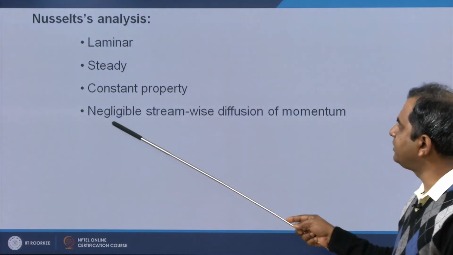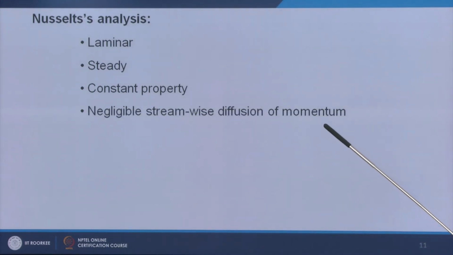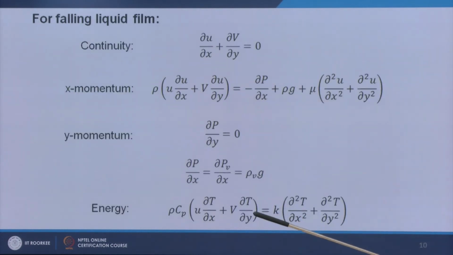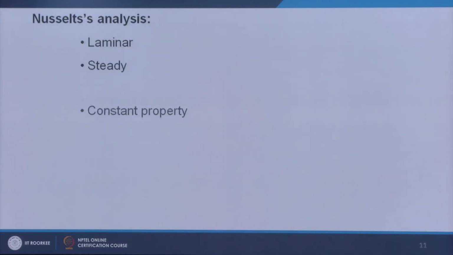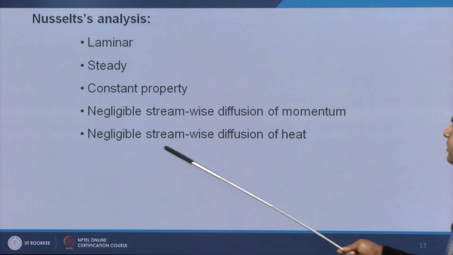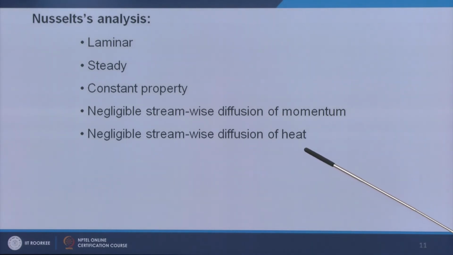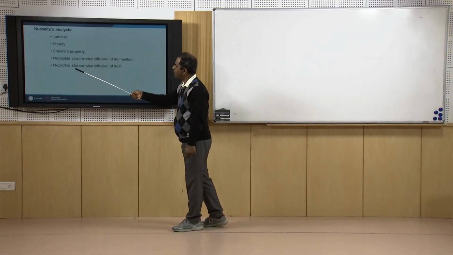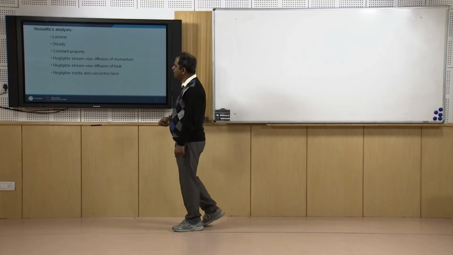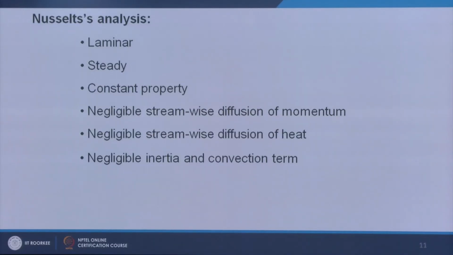Then negligible streamwise diffusion in the momentum term. In this momentum term if you see we have streamwise and cross streamwise diffusion. So, the streamwise term we will be cancelling. Similarly, we have negligible streamwise diffusion of heat. So, in the conduction term we can also neglect the streamwise diffusion. Negligible inertia and convection. So, inertial side and convection side totally we can neglect.